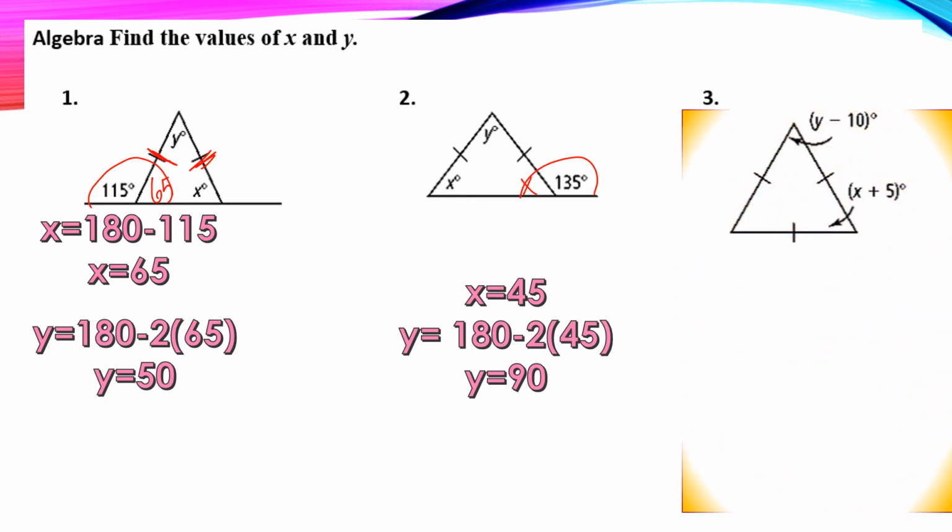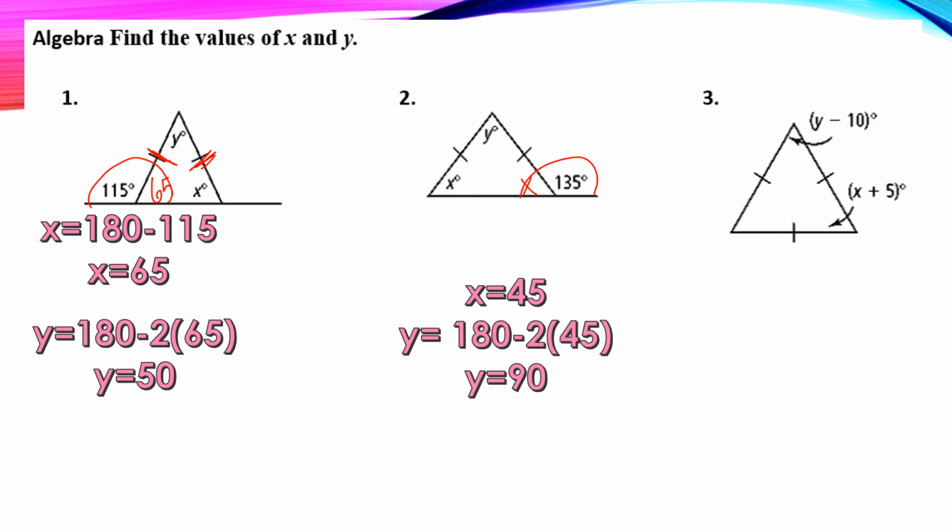Number three is pretty tricky, okay? So this is an equilateral triangle. So that means that either all three sides are x plus 5 or all three sides are y minus 10. Y minus 10 equals x plus 5. But because we have two variables, it's going to be kind of hard to do.